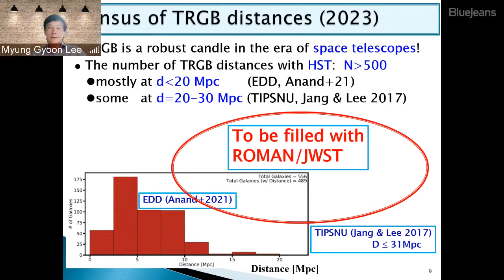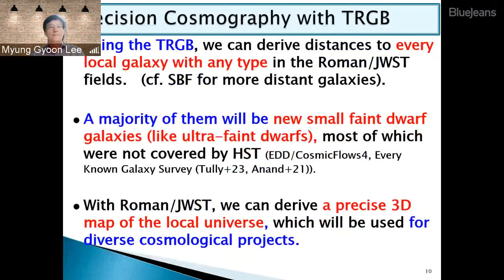So this figure shows the histogram of the known galaxies with TRGB distances. As you know, the distance range between 10 and 30 is almost empty. This spot is supposed to be filled with Roman and JWST. So precision cosmography is TRGB.